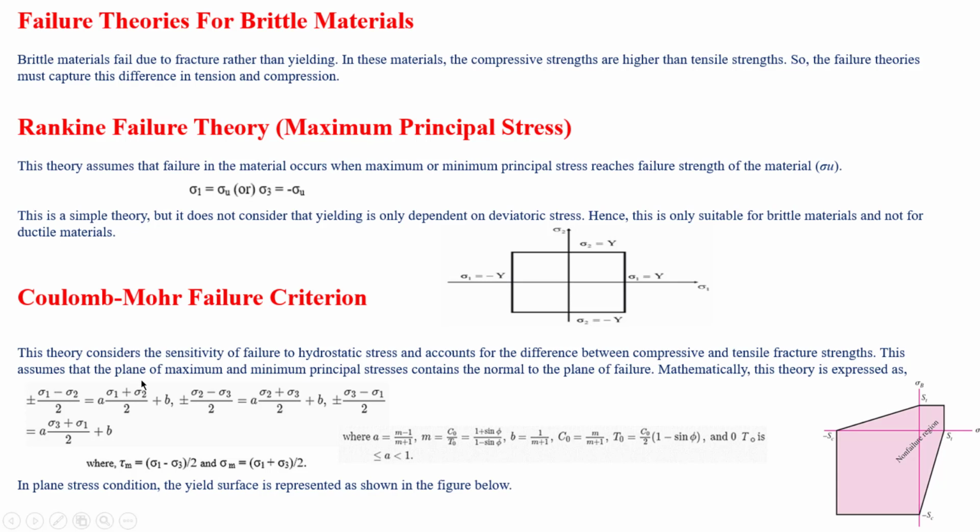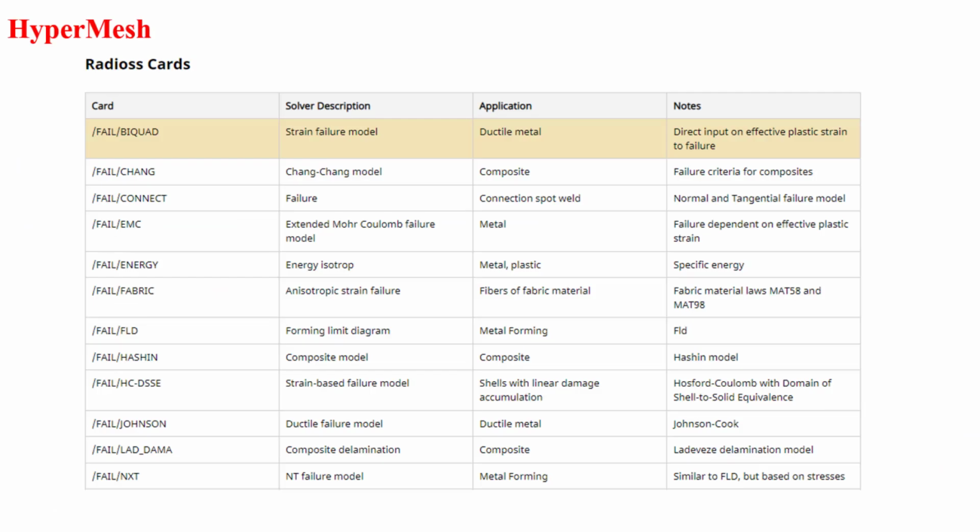Okay, it assumes that the plane of maximum and minimum stresses contains the normal plane to the failure. So this is the mathematical expression for this, and this is the graph, and this is the nonlinear region. Now even the tension and compression will be taken into account. So with respect to that, how exactly the maximum principal stress is distributed here. Okay, that is plane stress.